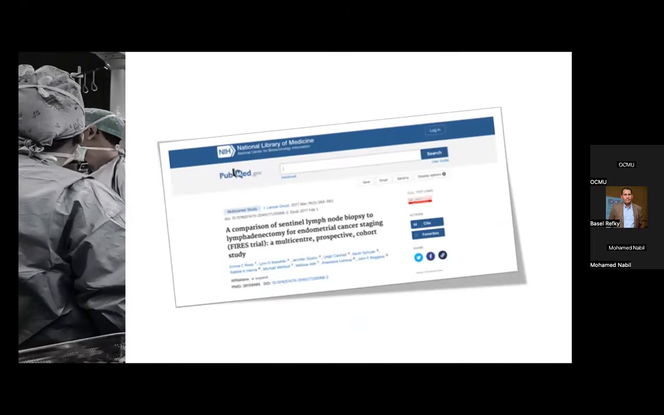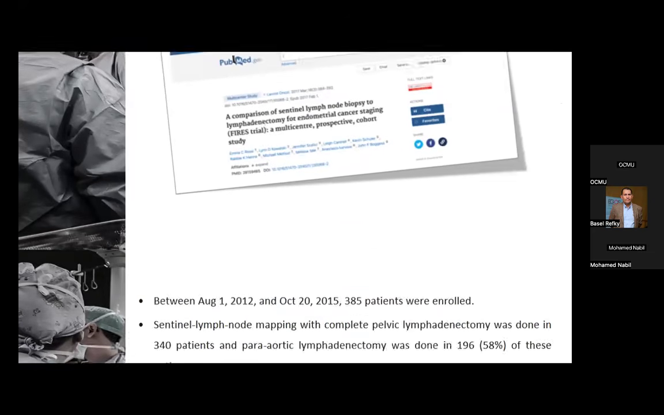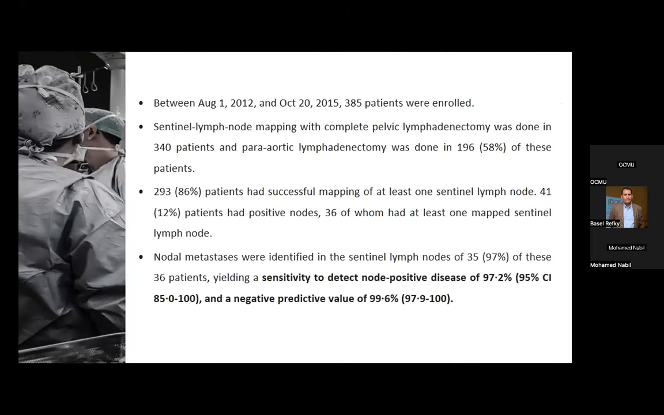This is the FILM trial, a multi-center prospective, very famous trial about using the sentinel lymph nodes, conducted between 2012 and 2015. The sentinel lymph node mapping was completed. Pelvic lymphadenectomy was done in 340 patients. Para-aortic lymphadenectomy was done on 196 of these patients. About 300 patients had successful mapping of at least one sentinel lymph node. 31 patients had positive nodes, 36 of whom had at least one mapped sentinel lymph node.